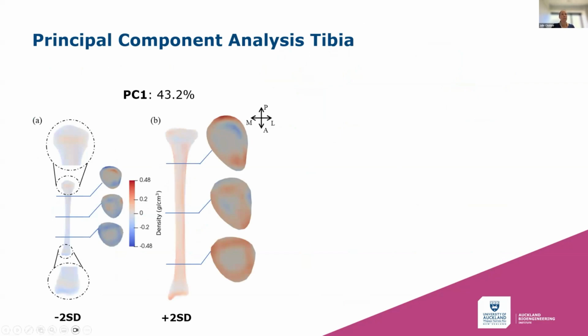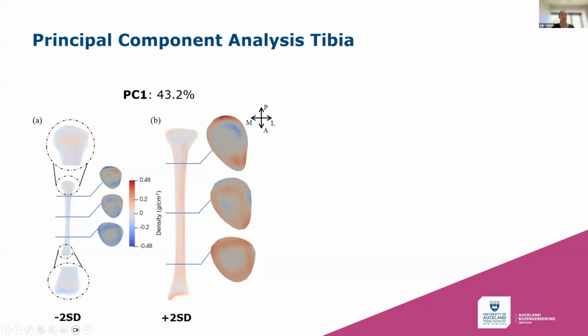Now looking at the tibia, I'll concentrate only on the first principal component as it's the most interesting. So again, the -2 standard deviation and the +2 standard deviation in that first principal component, which accounted for 43% of variation. You can see how the shape changed quite dramatically, especially the plateau that changed from convex to actually flat. And here you don't really have a malleoli yet at the ankle.